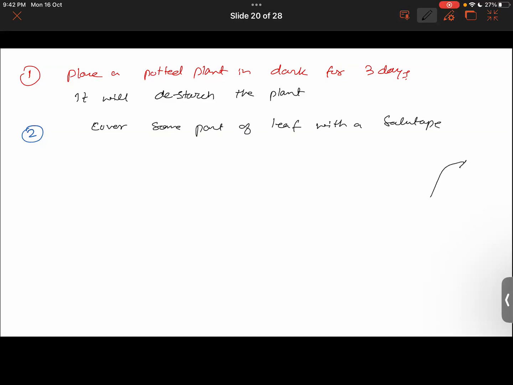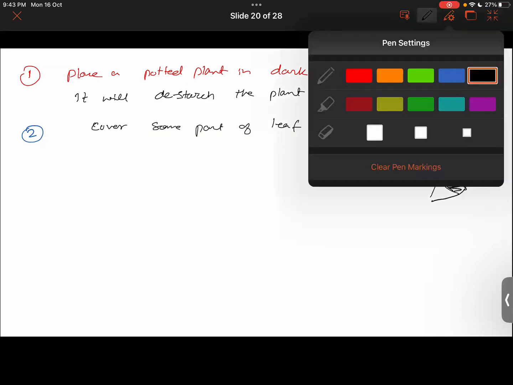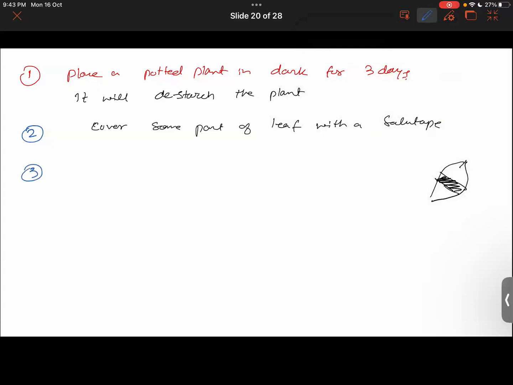Okay? This is the leaf. Let's cover some part of it using a cellotape. Next, now place it under the sunlight. Place the plant, we are talking about the whole plant, not just this leaf.